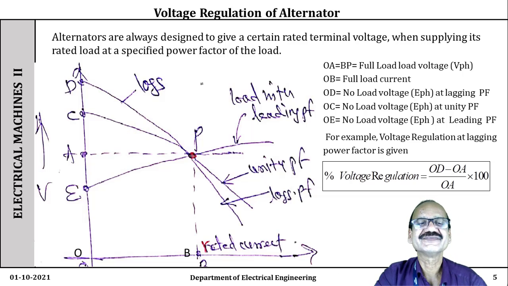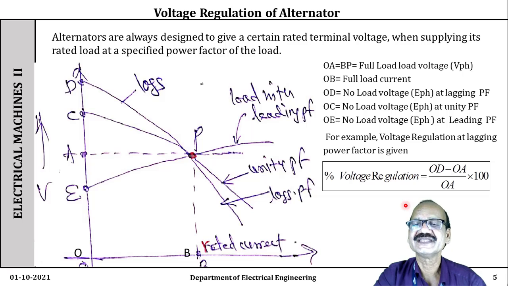Now let us take an example: what would be the voltage regulation at a lagging power factor? We have already studied the definition of voltage regulation, that is the no load voltage per phase minus full load voltage per phase, divided by full load voltage per phase, multiplied by 100. So what is the no load voltage per phase? That is nothing but OD. See, the voltage regulation at lagging power factor curve is this, and OD is the no load voltage per phase minus OA. OA is nothing but the full load voltage per phase, divided by full load voltage per phase, multiplied by 100. So this is the voltage regulation of the alternator at a lagging power factor.